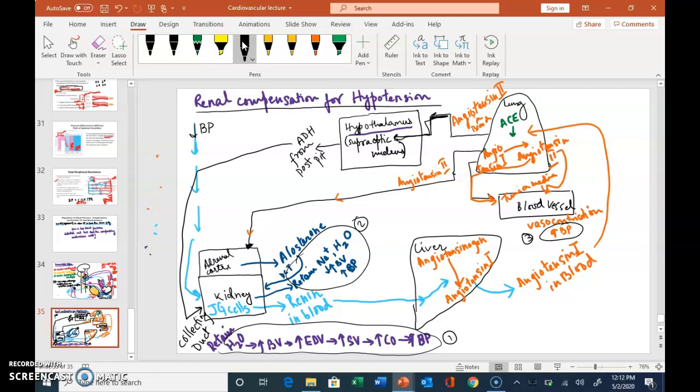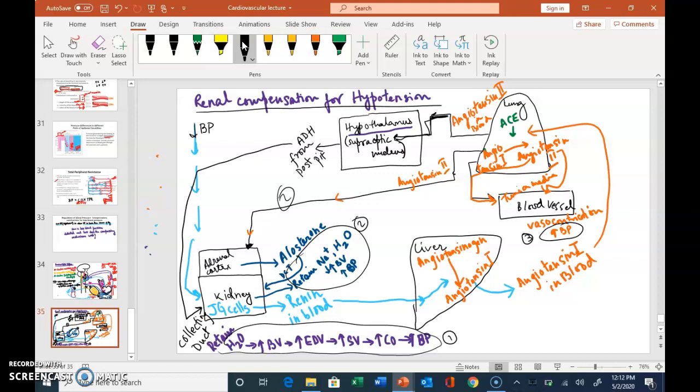Secondly, angiotensin 2 will work on the adrenal cortex, as shown by the black arrow here. This is the second pathway. It works on the adrenal cortex and causes the adrenal cortex to release a hormone called aldosterone. Remember, aldosterone is a mineralocorticoid. Aldosterone specifically works on the distal convoluted tubule, or DCT, and causes retention of sodium.